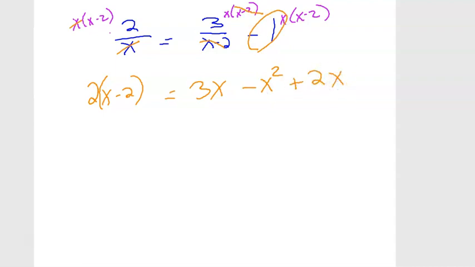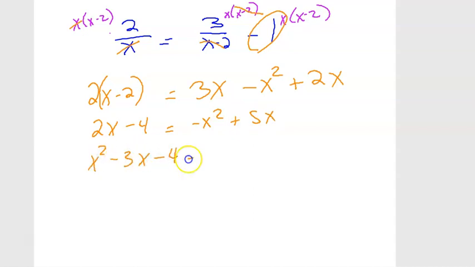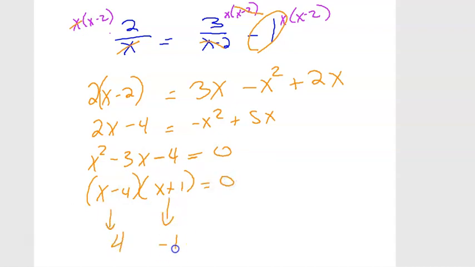And then from there, it's kind of easy to solve. So 2x minus 4. Let me combine my x's together. So negative x squared plus 5x. And then I'm going to bring everything over to one side. And then set this equal to 0, and you get 4. Set this equal to 0, and you get negative 1.